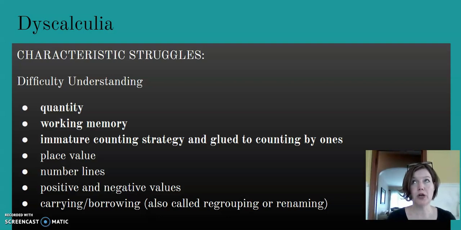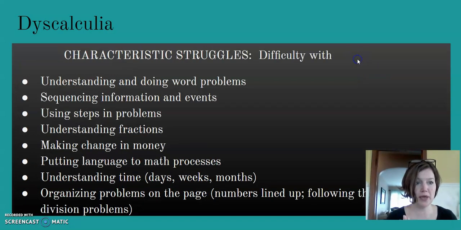Also, looking at a number in the hundredths place, when they saw 0.05, this child would just see 5 as being 5 and not really understand the concept of the value of that place. So in understanding those first 3 symptoms, everything else kind of makes sense why a student would struggle. In place value, number lines, positive and negative values, carrying and borrowing, which we now call regrouping, understanding and doing word problems, sequencing steps in problems, understanding fractions and decimals, very difficult for these children.